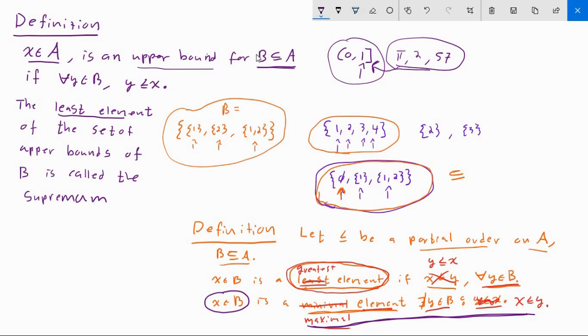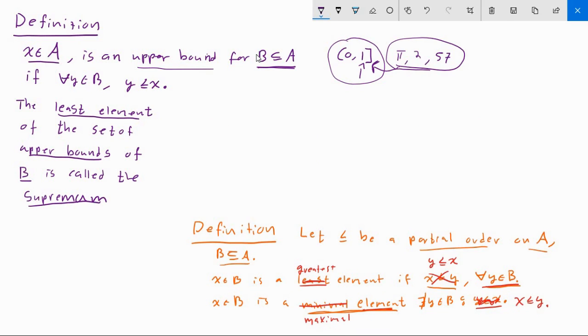Now, the least element of the set of all upper bounds of our set B is called the supremum. In the case of our half-open interval 0 to 1, since 1 we found is in fact an upper bound, it's greater than or equal to everything in the interval from 0 to 1, in this case 1 is the supremum. And it's the greatest element of B since it belongs to the set itself.